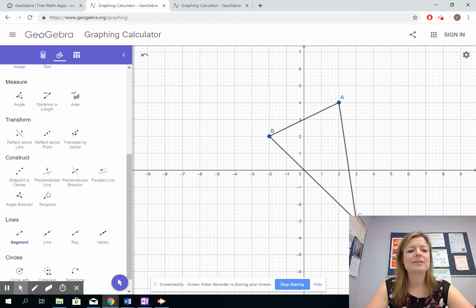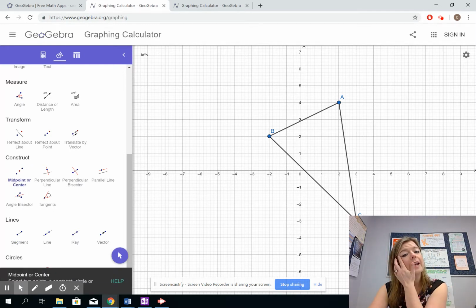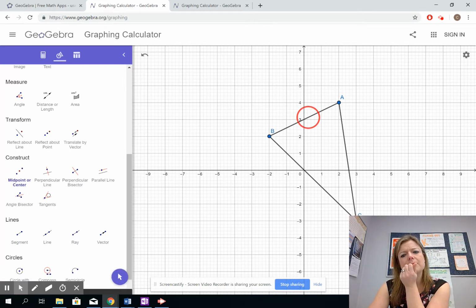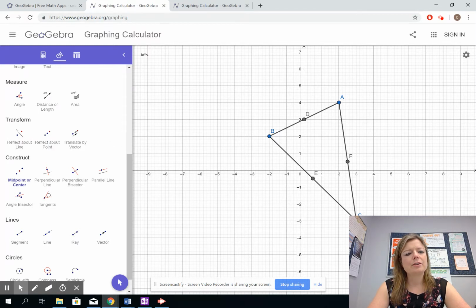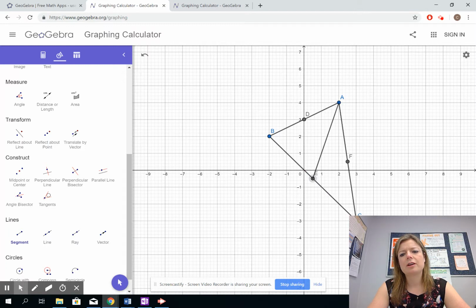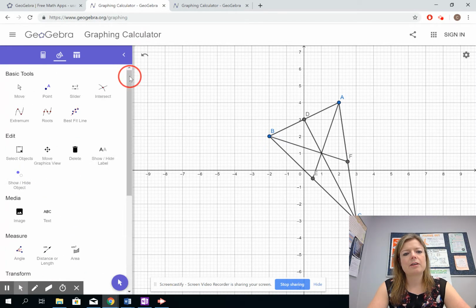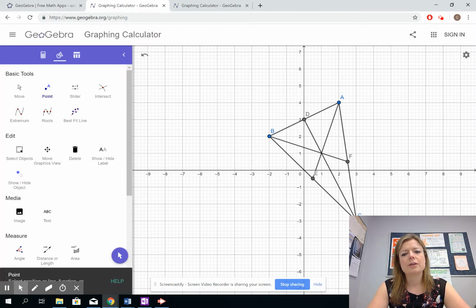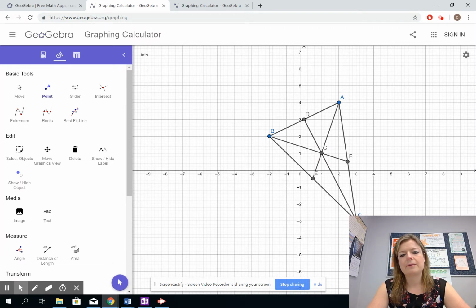So the centroid is the point of intersection of the medians. To create a median, we first need to plot the midpoint on each side. So you just say construct midpoint on GeoGebra, plop them down. And now we need to create that line segment that goes from a midpoint to the opposite vertex. So these are medians, from a midpoint to a vertex. And you will notice that they all intersect at the common point, which we call the centroid.